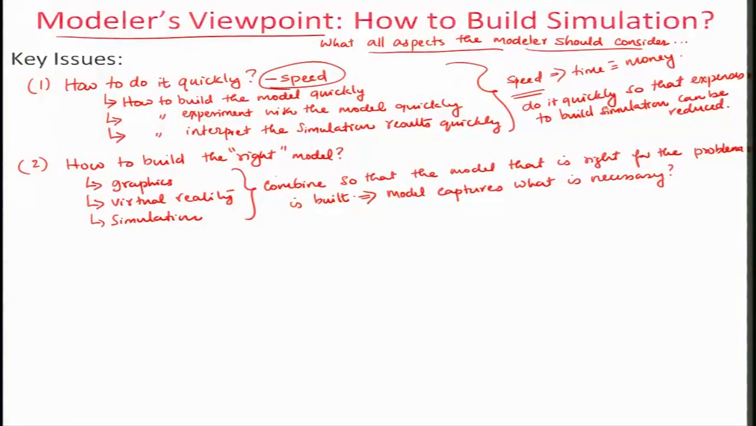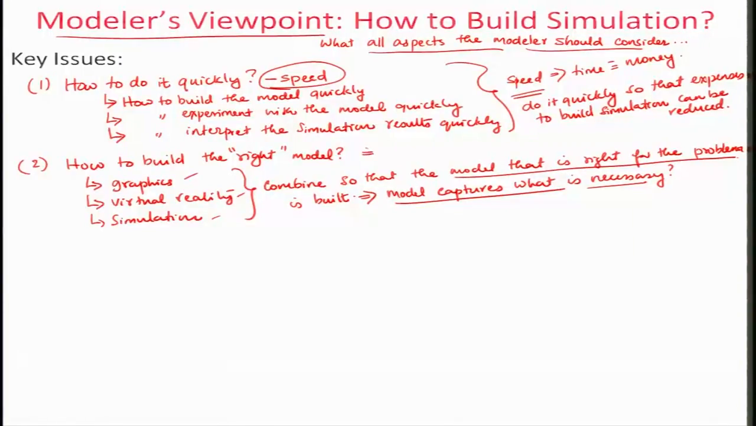So, what we are doing is we combine graphics, virtual reality, and simulation, so that we can build a model that is right for the problem at hand, whatever the simulation problem that you are trying to simulate. It ensures that the model captures what is necessary from the system. So, that is building the right model.